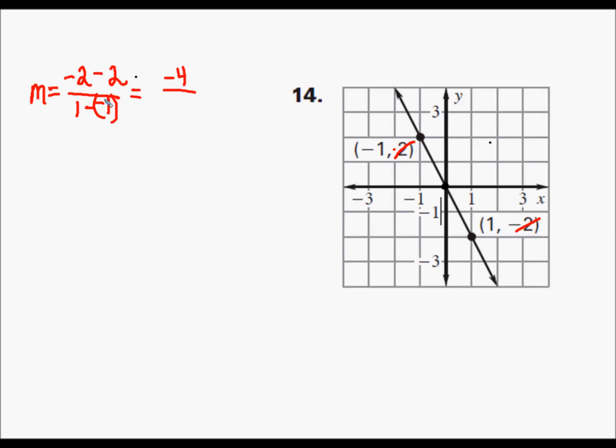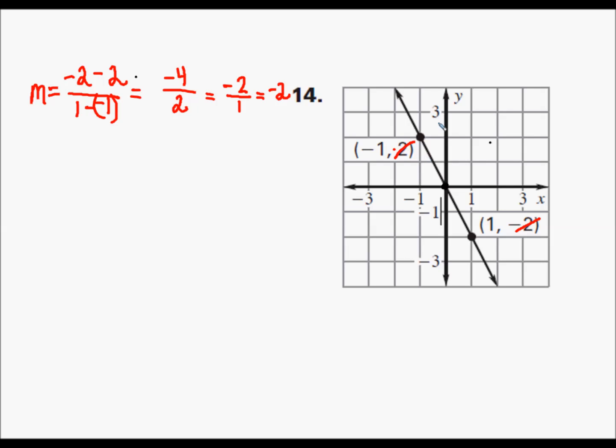-2 minus 2 is equal to -4. 1 minus -1 is the same thing as 1 plus 1, which is 2. And I have to simplify my slope all the way. -4 over 2 can simplify to -2 over 1. And -2 over 1 is the same thing as simply negative 2.